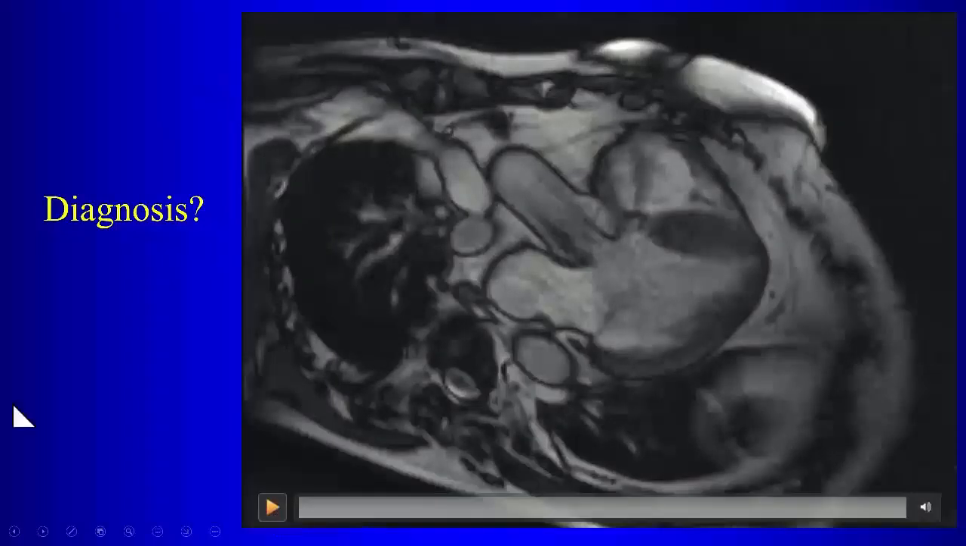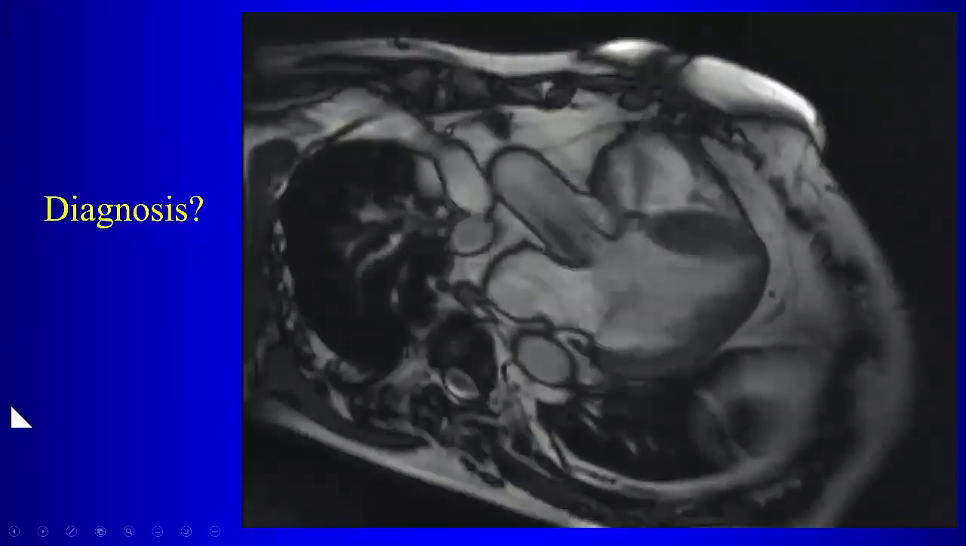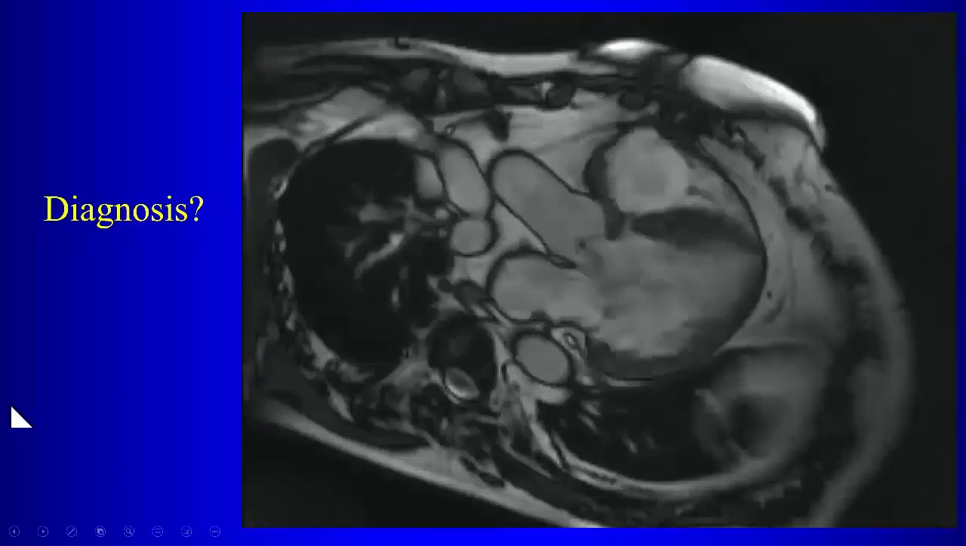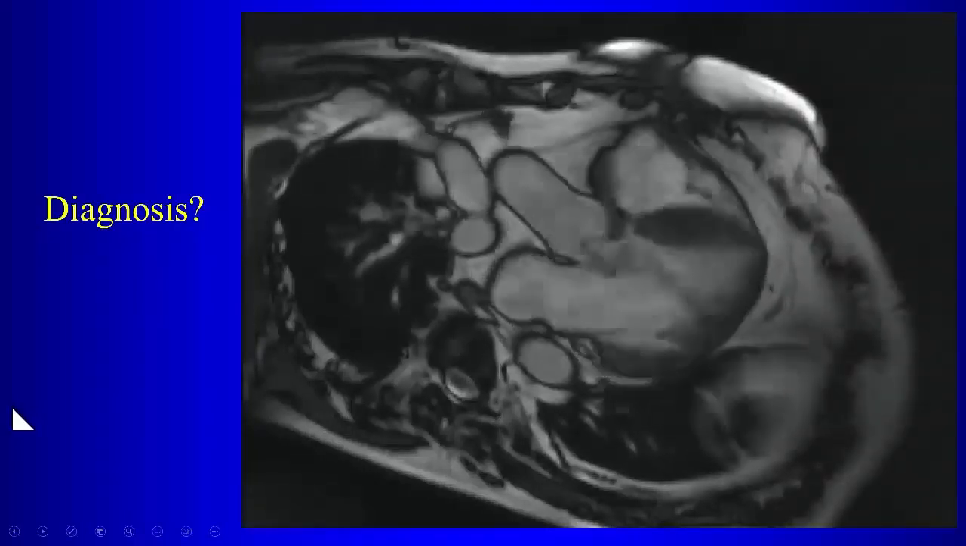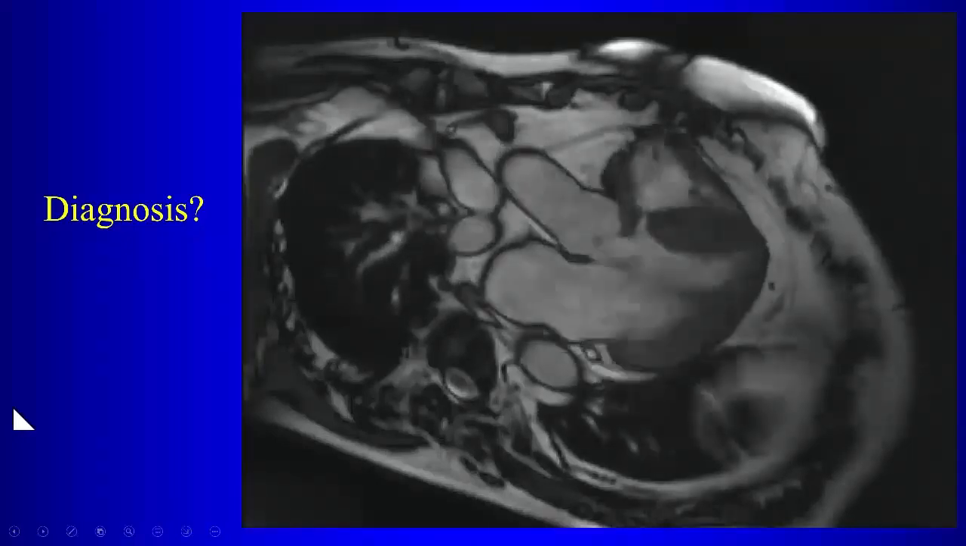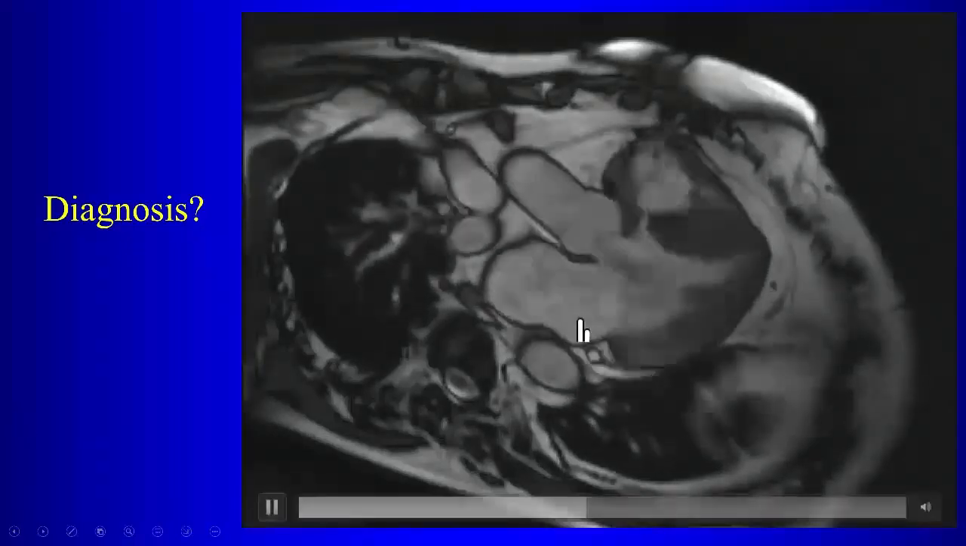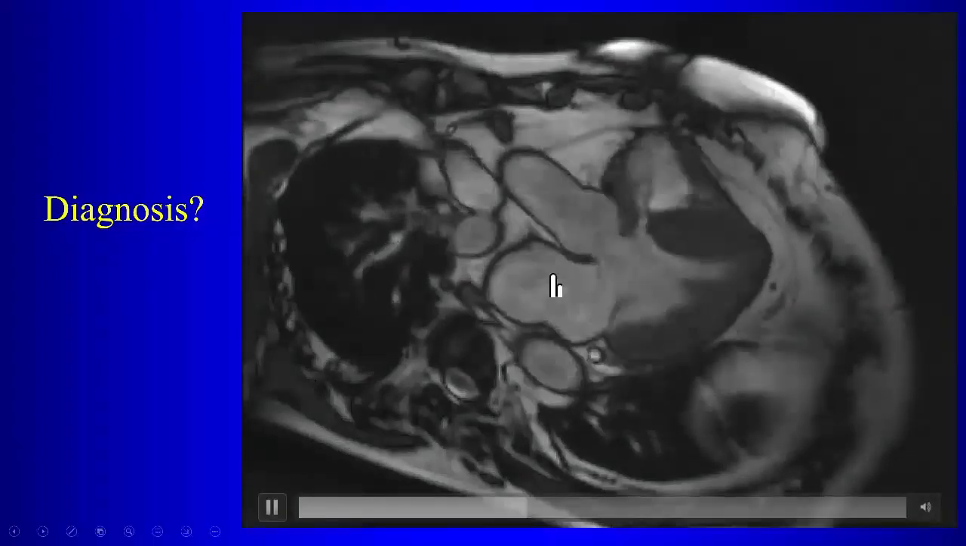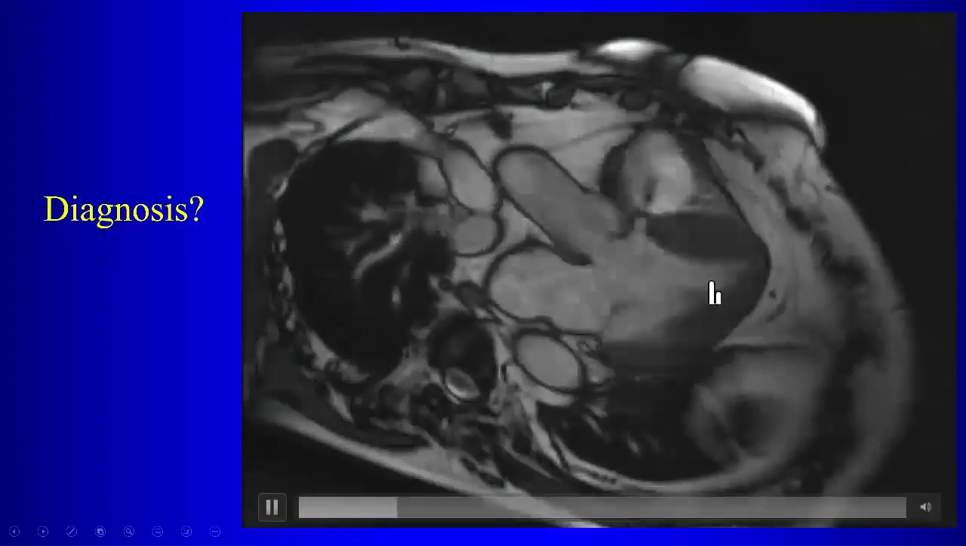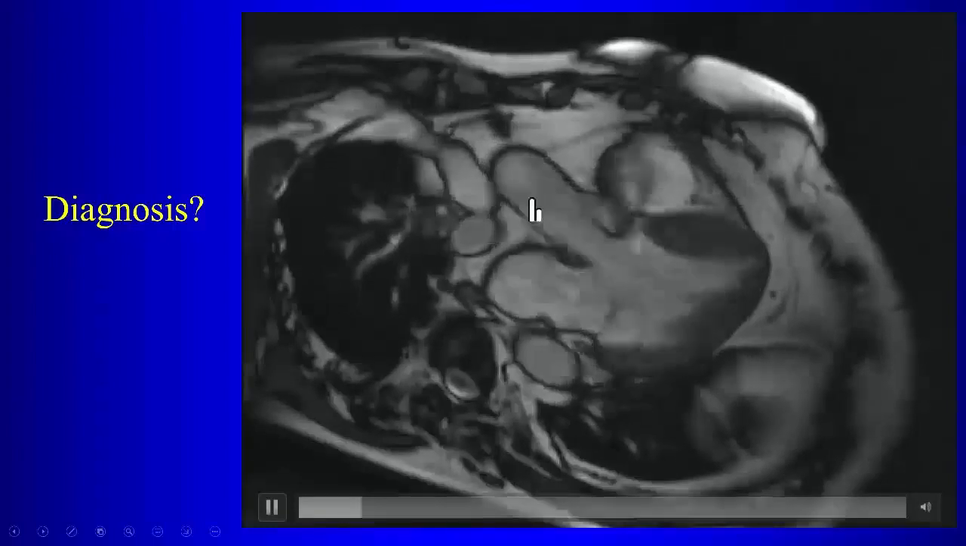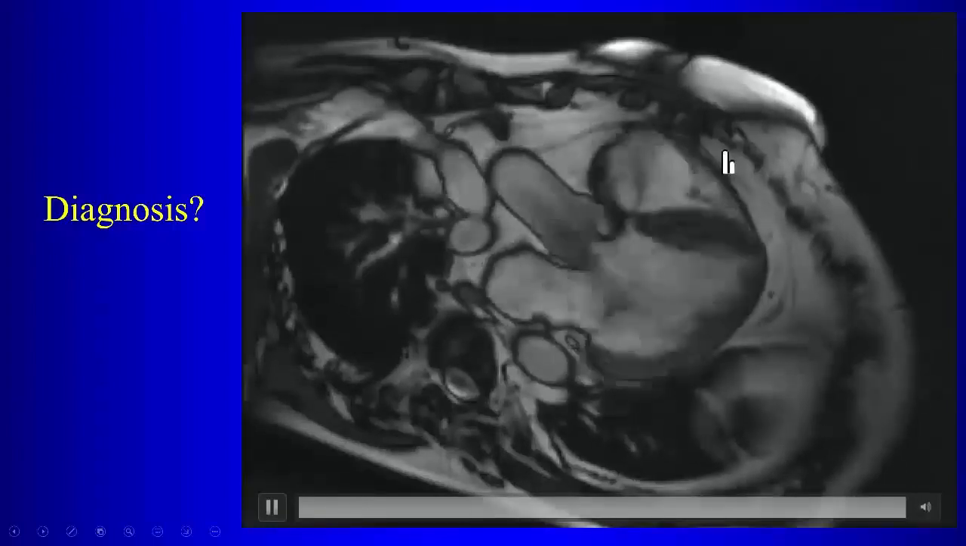All right, so let's start with this case. What kind of study, what kind of view is this? Yeah, it's a three-chamber view, so we're looking at a bright blood MR. This chamber is the left atrium, this is the aorta over here, and this is the right ventricle.